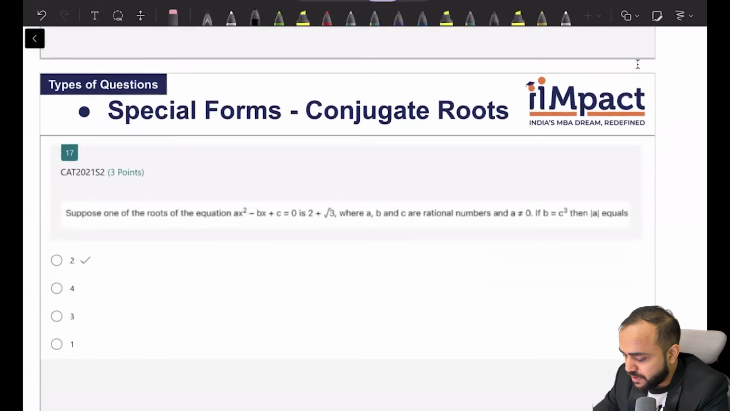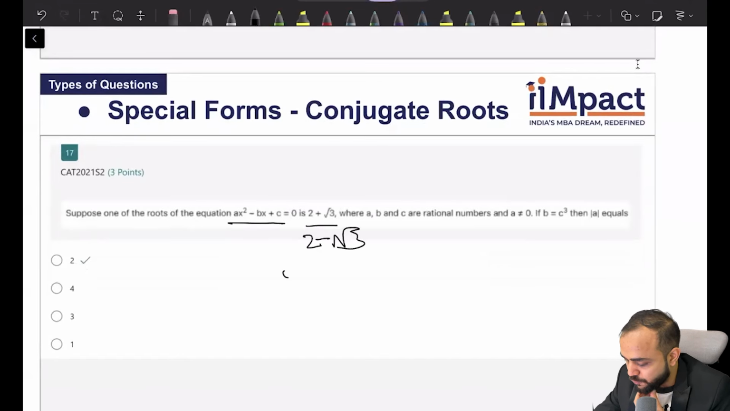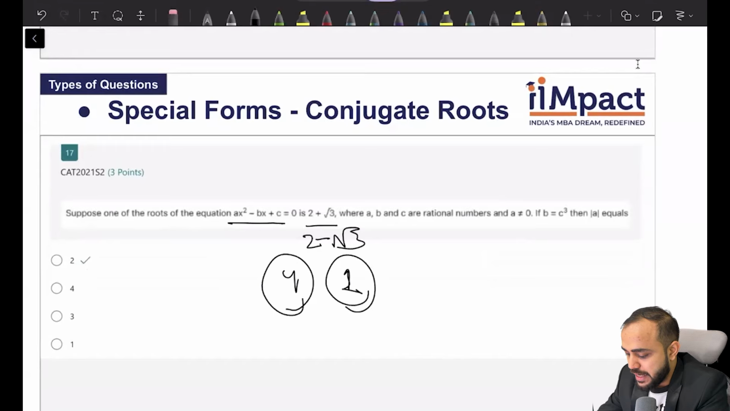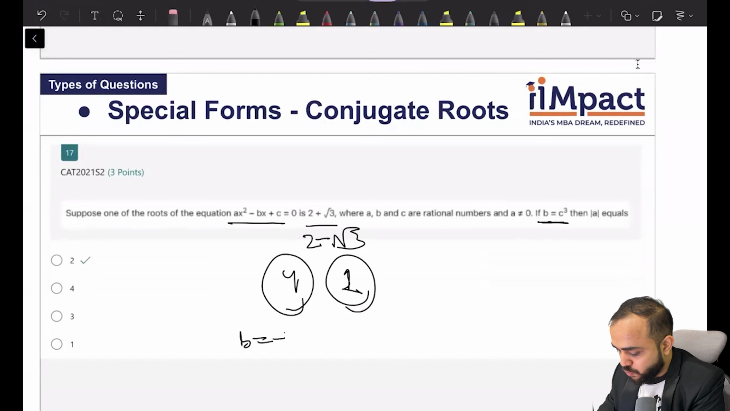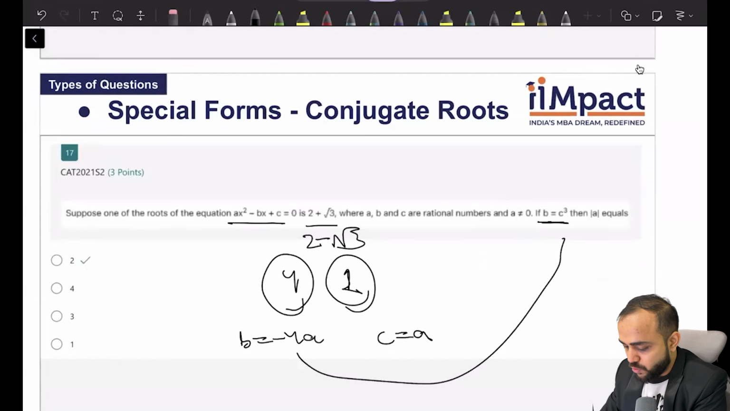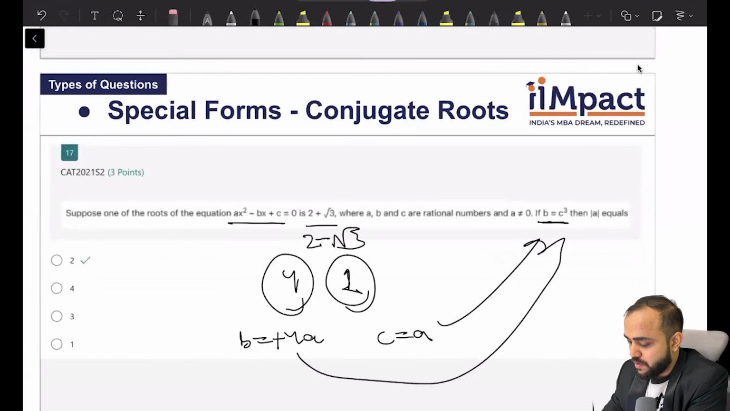All right. Same thing here, ax square minus bx plus c, one of the roots is 2 plus root 3, which means the other root is 2 minus root 3, which means the sum of the roots is 4 and the product of the roots is 4 minus 3, that is 1. So the sum of the roots is given, the product of the roots is given, and they are also giving b is equal to c cube. So then you can use all of this. B is equal to minus 4a and c is equal to a. You will substitute this and you will get the value of a from here. Actually, b is plus 4a because you have a minus sign here.